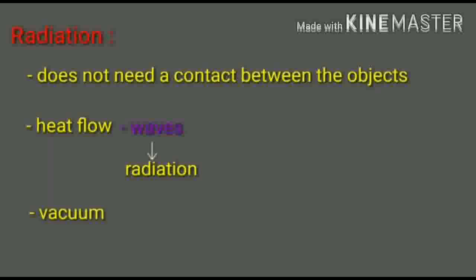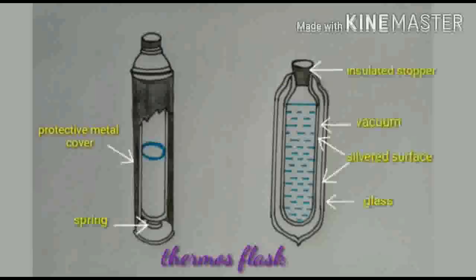What do you mean by vacuum? Vacuum means a space that is entirely devoid of matter, that is, emptiness. Thus, heat can be transferred through an empty space by radiation. Let us see an example for this vacuum: the vacuum or thermos flask. The thermos flask is used to maintain the temperature of liquids kept in it. It keeps hot liquids hot or cold liquids cold for a long time.